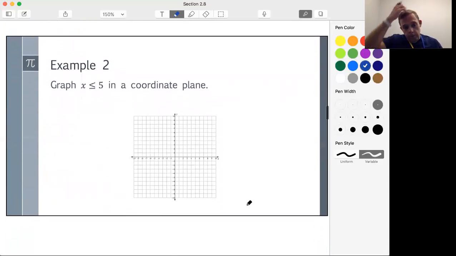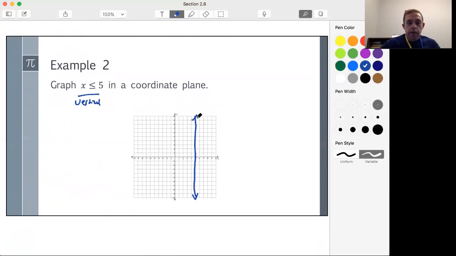So let's try example 2. We're going to graph the line x is less than or equal to 5 in the coordinate plane. So if you recall, this is a vertical line. So we're going to find 5. And then I know I want to do a vertical line, but I have to think, is this going to be solid or dashed? Well, it's less than or equal to, so I know I'm going to draw a solid line.